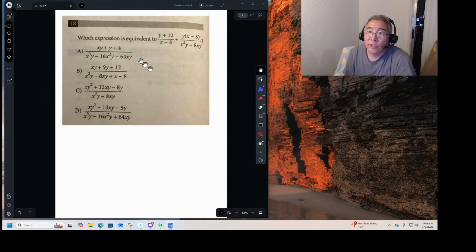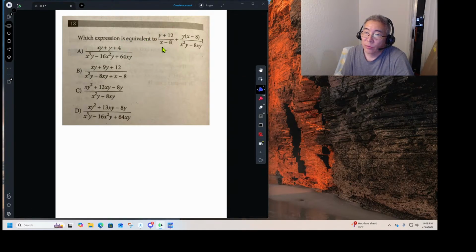Okay, so let's do this problem 18 from practice exam 10. Which expression is equivalent to this one? Okay, so there's four choices here. We'll do it with algebra in this video. In another video, I'll show you how to do it with Desmos.